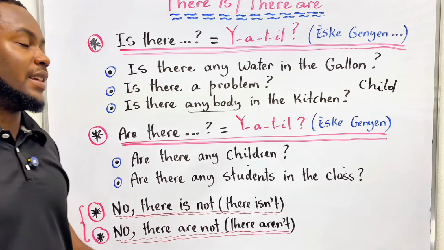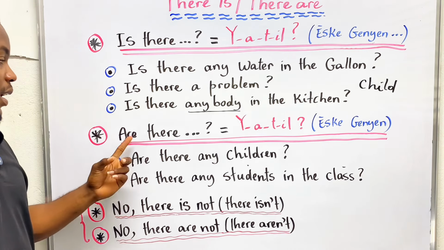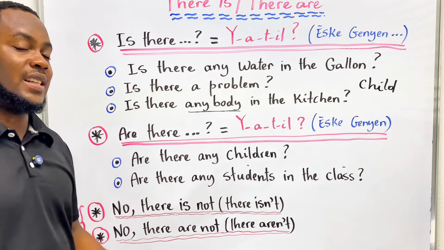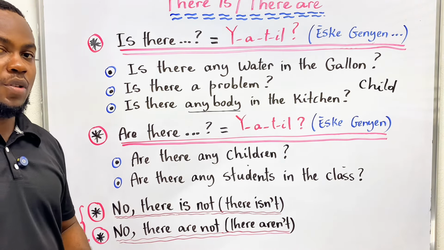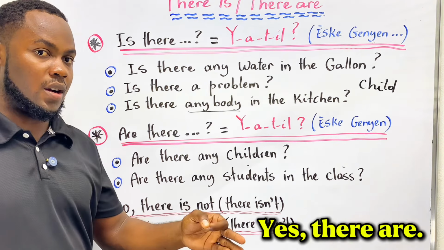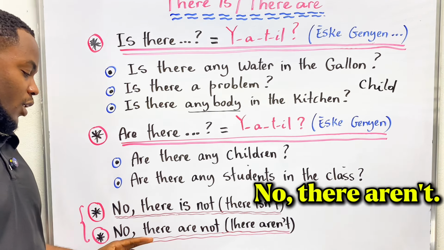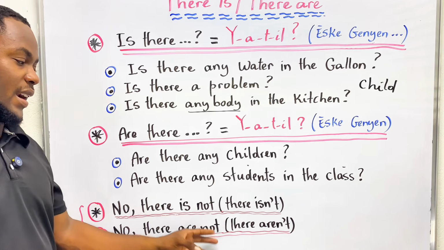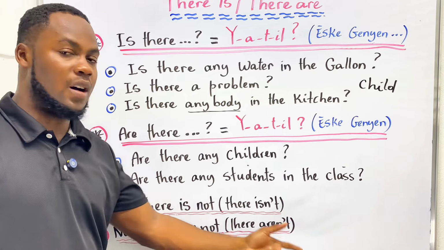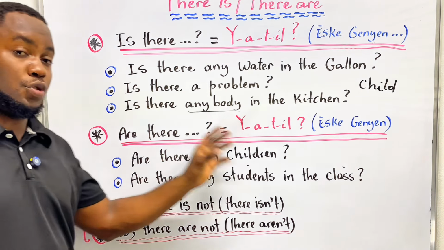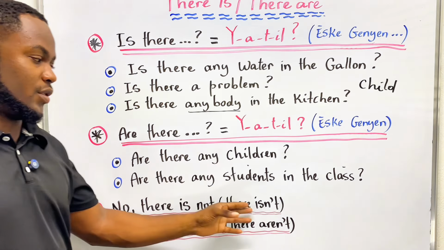Okay? So let's see if they ask you the question with are there. Are you going to say there isn't? Let's see. Are there any children? Okay? Are there any children? How do you answer? If there are, we say yes, there are. If there aren't any, we say no, there are not. Repeat after me. No, there are not, or no, there aren't. No, there aren't. Here it's plural, so we use there are not or there aren't. When it's singular, we use there isn't.